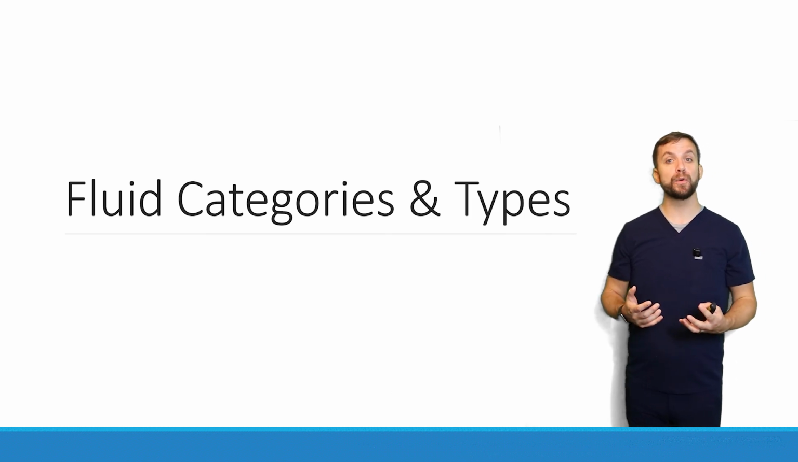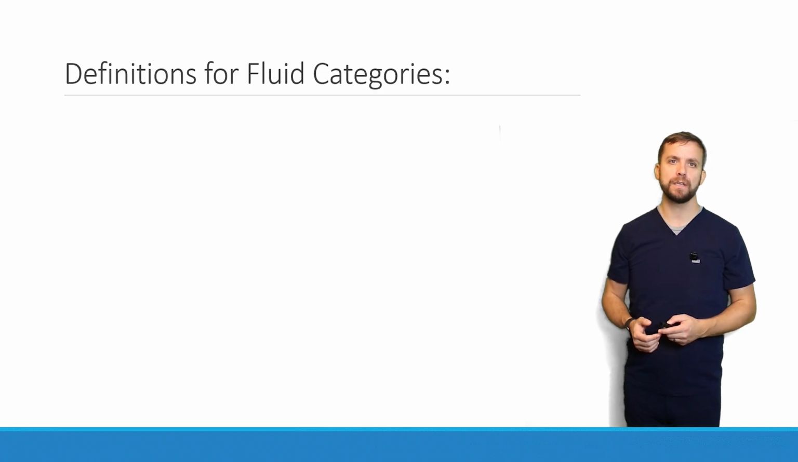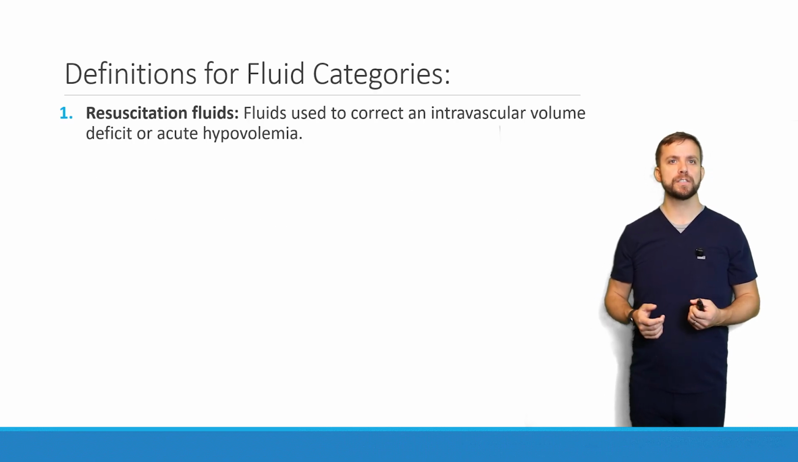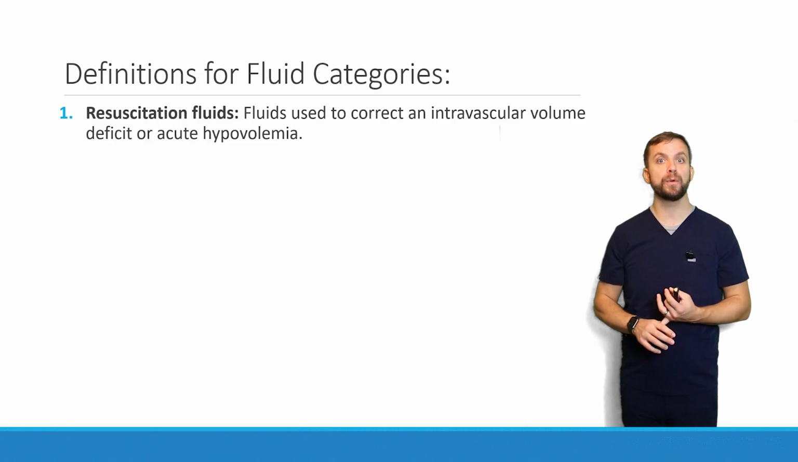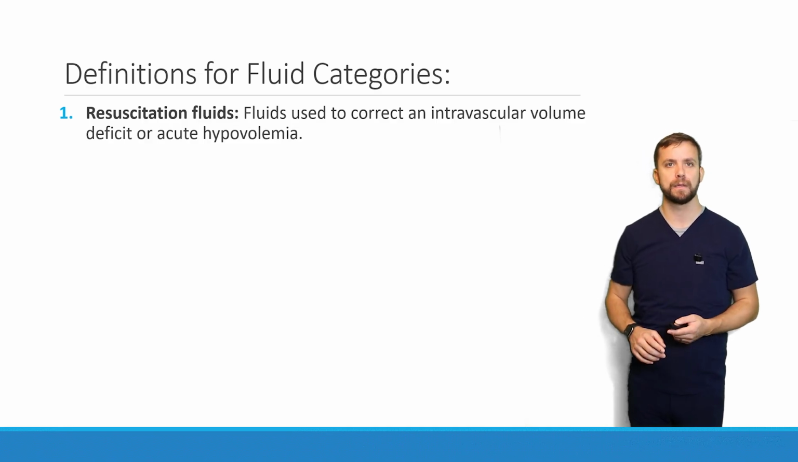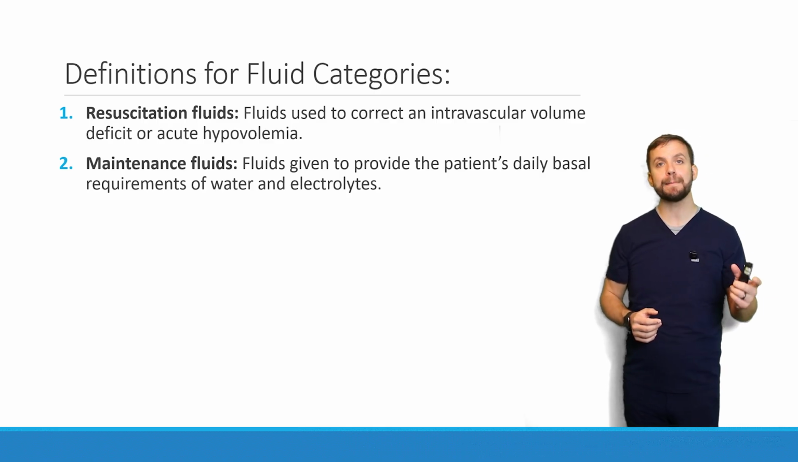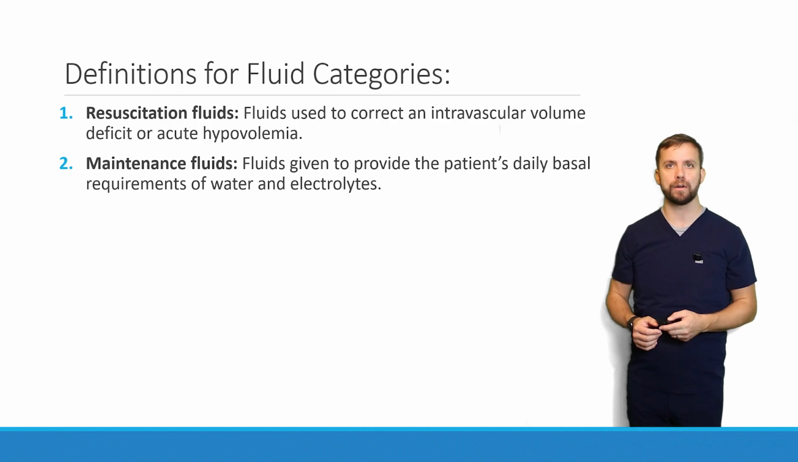So let's look at fluid categories and fluid types. I think it's important to understand the terminology. So let's look at the definitions. Resuscitative fluid is fluid used to correct intravascular volume deficit or acute hypovolemia. There's maintenance fluid, which is fluid given to provide the patient's daily basal requirements of water and electrolytes.